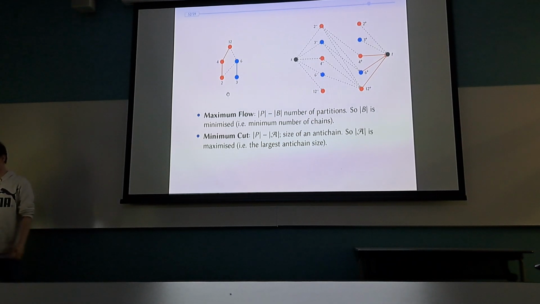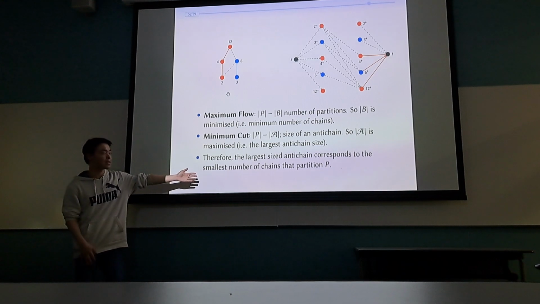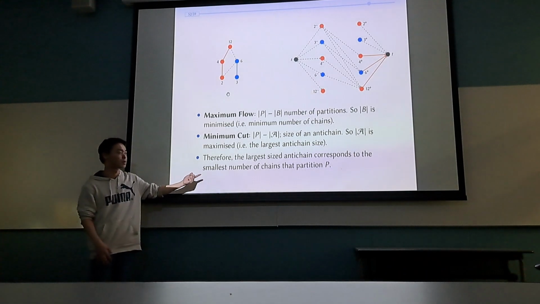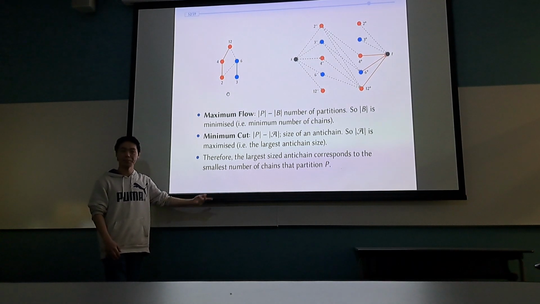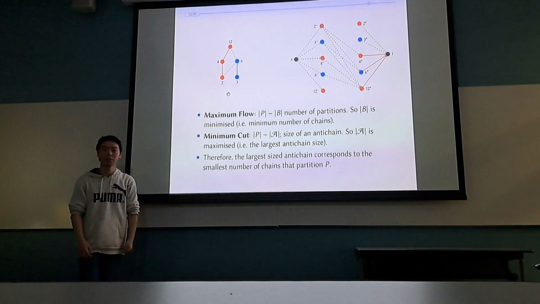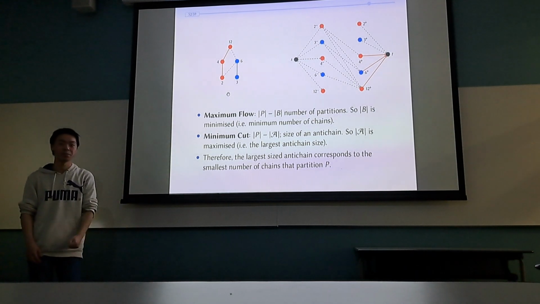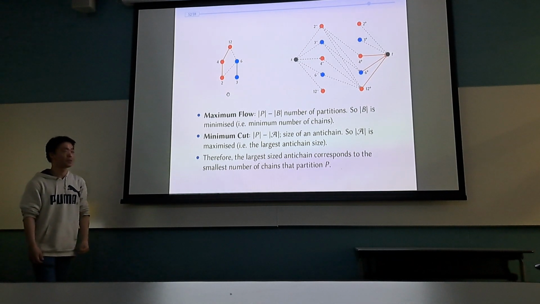So, in conclusion, the largest size anti-chain corresponds to the smallest number of chains that completely partition, and that's Dilworth's theorem. And the chains need to be disjoint, right? Yes, so that they will be disjoint. Okay. Any other questions?